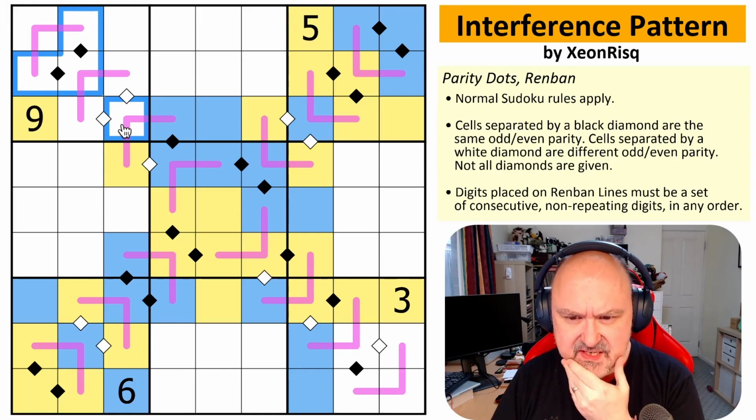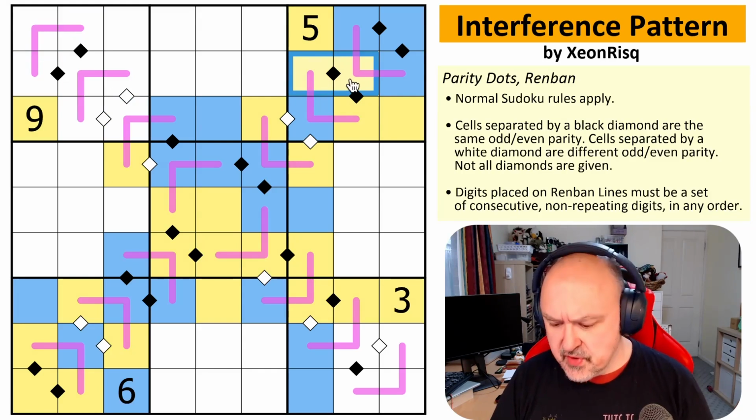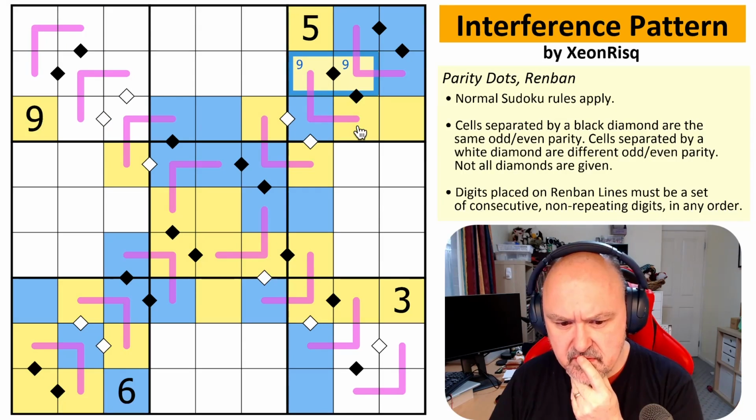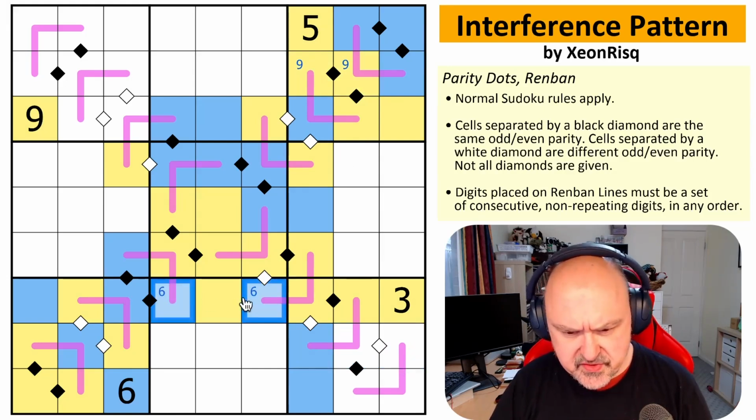So is this the point where I need to do Sudoku? Maybe. So I need to put 9 in one of those two. What else do I have? 6 is in here somewhere, which puts 6 in one of those two.